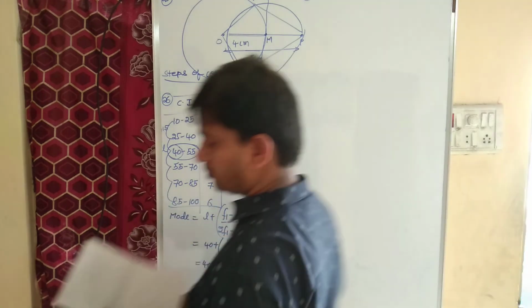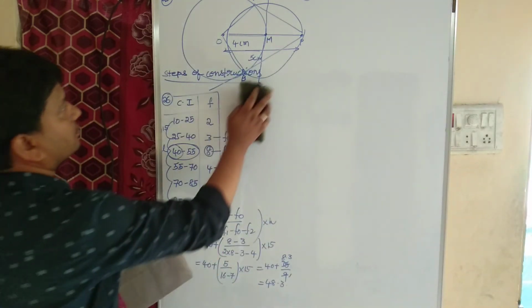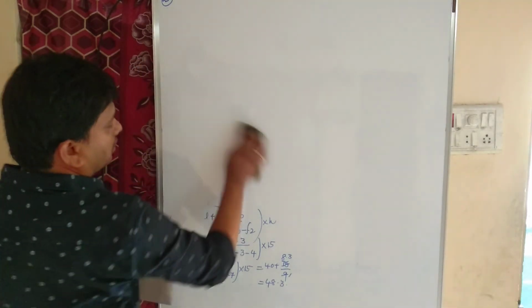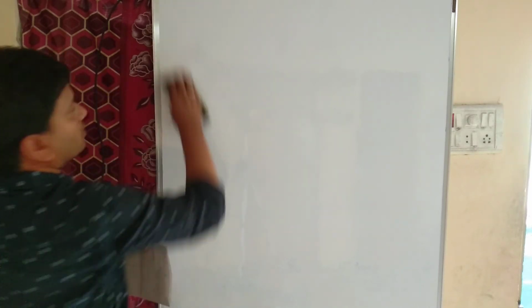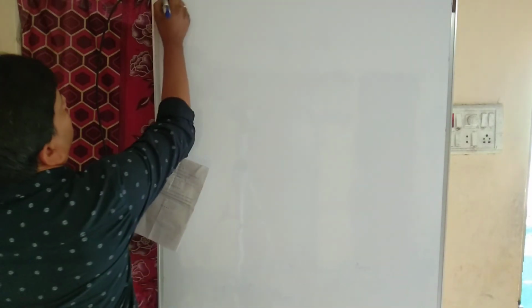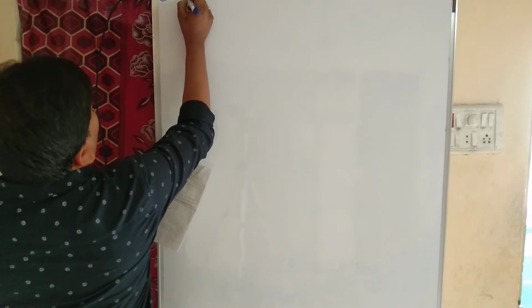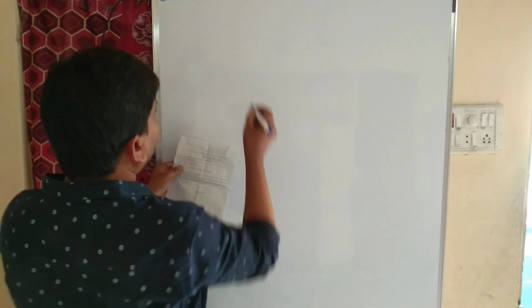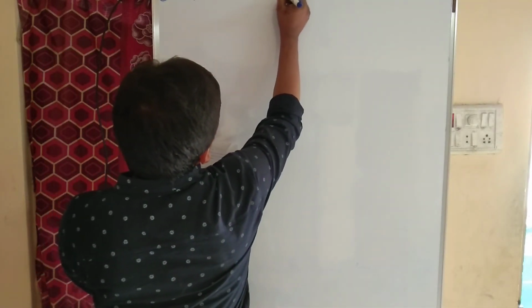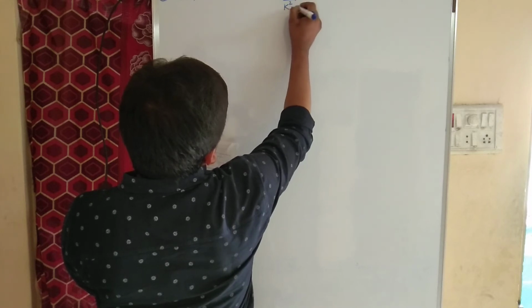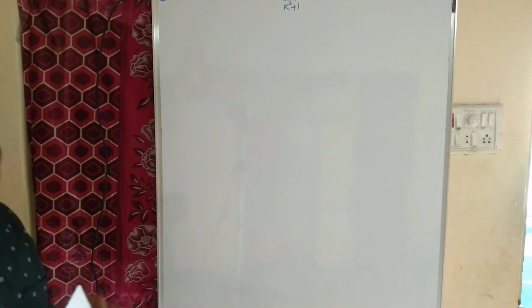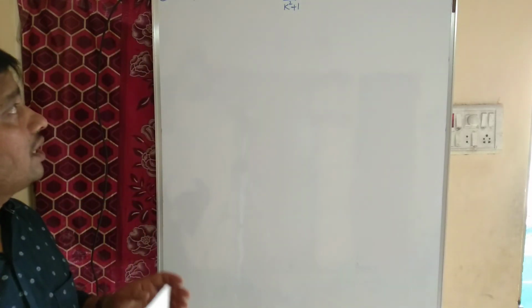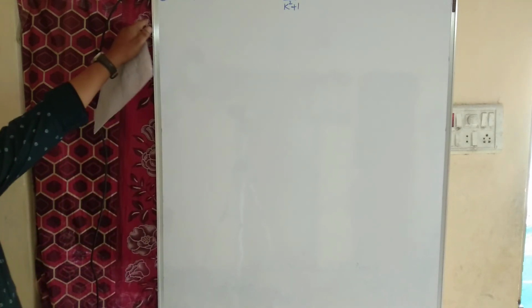Now coming to the 27th question. If sec A plus tan A equals K, then prove that sin A equals (K square minus 1) by (K square plus 1). This is also one of the most important questions, children. If sec A plus tan A equals K, then show that sin A equals (K square minus 1) by (K square plus 1).